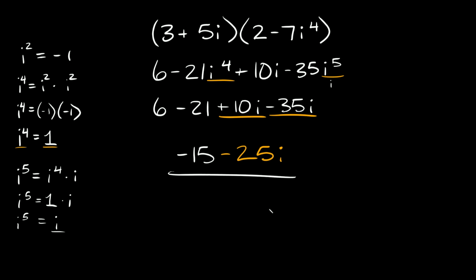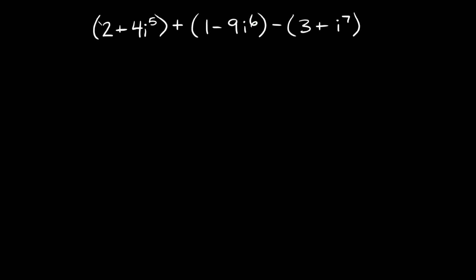So there's your answer for this one. All right, here's the last one. In parentheses, 2 plus 4i to the fifth, plus 1 minus 9i to the sixth, minus 3 plus i to the seventh. Okay, so again, the first thing that we can do is drop the parentheses where there's no negative sign in front. So here we can drop these parentheses.